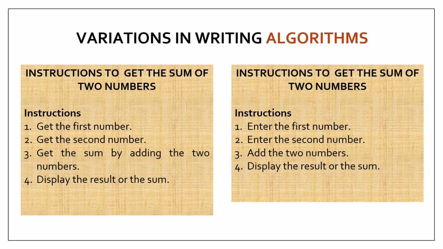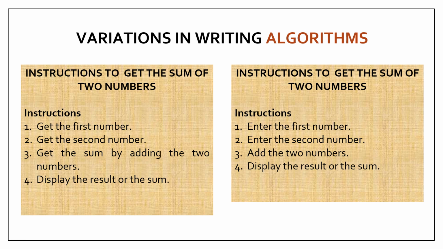There are also variations in writing algorithms. When I say variations, there are really no exact English words that you must use when you design or develop your algorithms. If you check the figure on the left side, the first instruction says to get the first number, while on the right side, the instruction did not use the verb get, rather, it used the word enter.